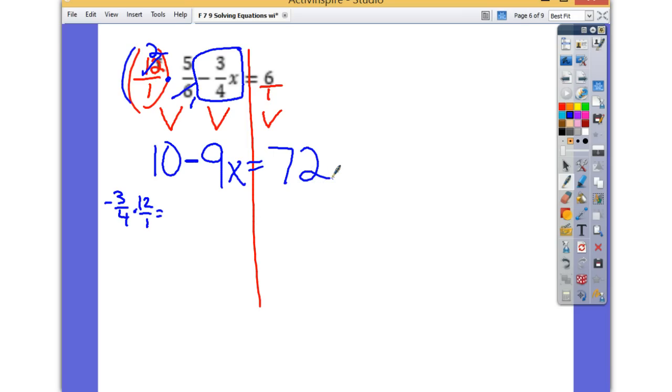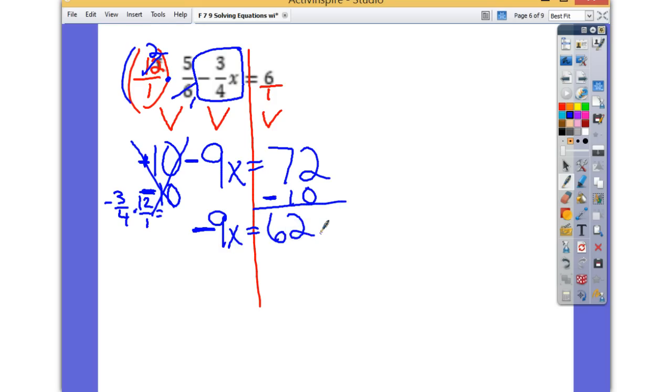What do I do first? Subtract. Minus 10, because this is a positive 10, so we minus 10 to both sides. Good job, whoever said that. And I have, don't forget the negative, 9x equals what? 62. Divide both sides by? Negative 9. Excellent.